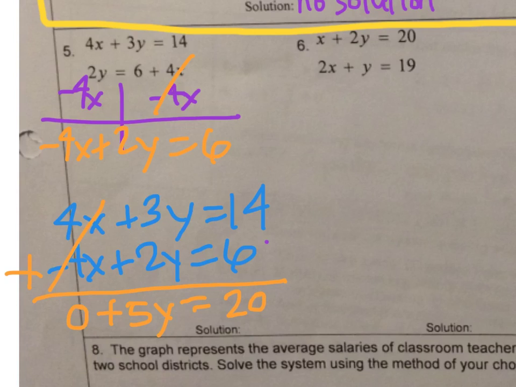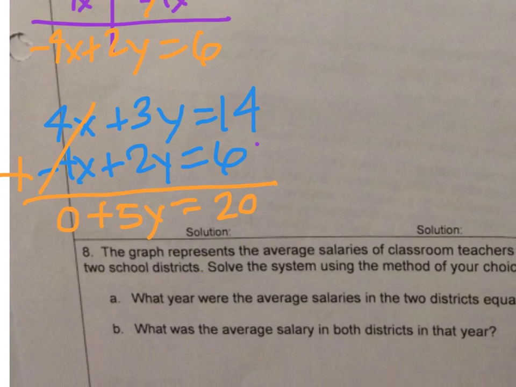So now, simplify and get y by itself. Well, 0 is not going to change the value of our equation, so we can just mark that out. And now we need to get y by itself by dividing by 5 on both sides. So y equals a positive 4.